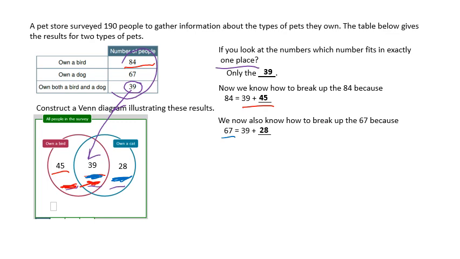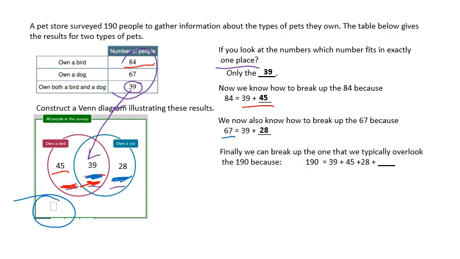Now there's one more region, and a lot of people forget it. The possible people that are on the outside here. That is, we can break up the 190. The reason why, the universe has a total of 190 people. We have accounted for 39, 45, and 28 people. There's only one region left. So when we take that difference from 190, we see that 78 people are missing. Only one place to put them, people, right there. So there's my Venn diagram.